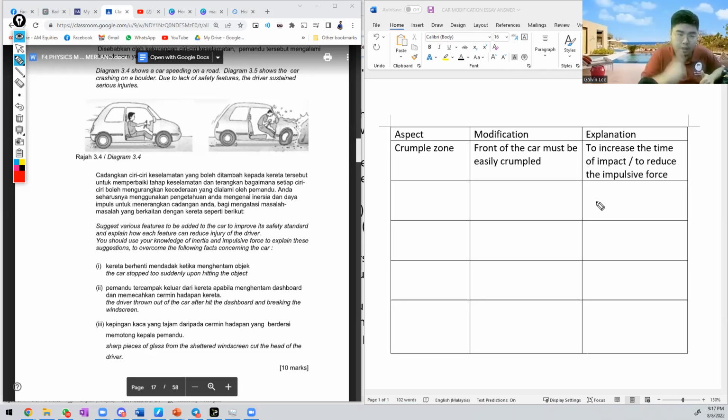Agree with me, crumple zone. That's the first one. Okay, if the first one is okay, don't copy. Copy later. Go to the second one.